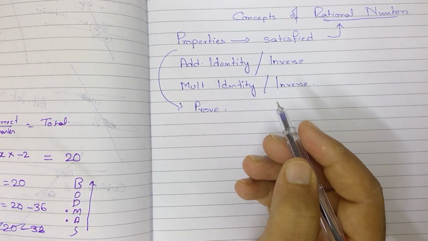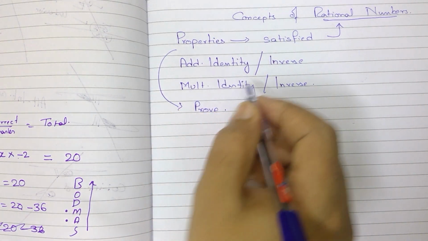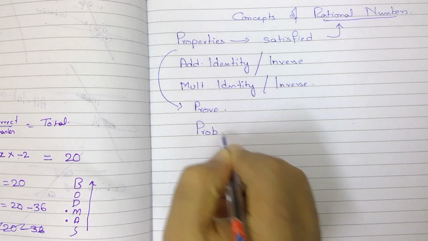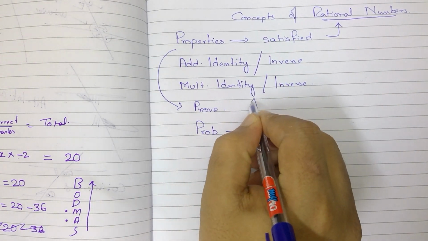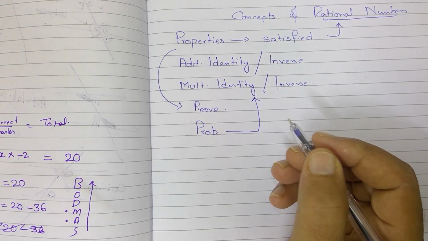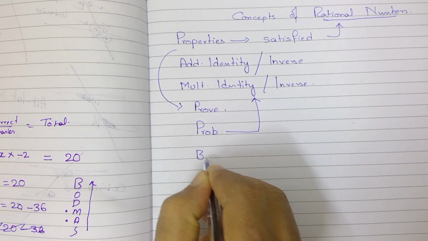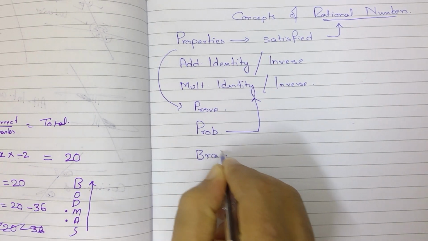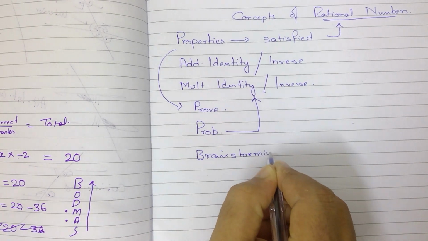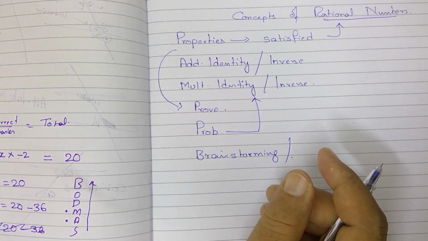Okay, and next after that we will see problems related to additive inverse. So I'll write line by line. Okay, problems related to identities. After that, we will have a brainstorming session. That means let us revise the topics and questions related to this.